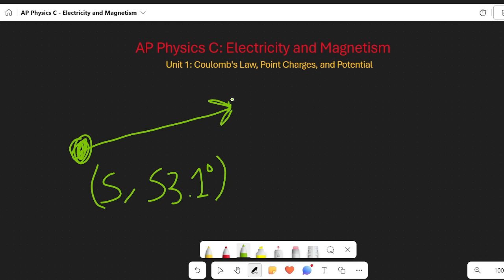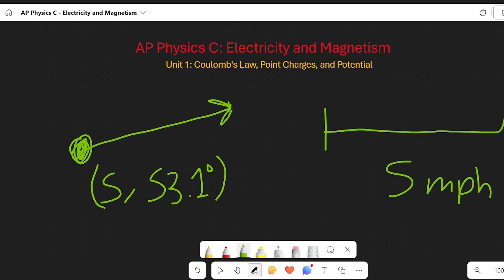Now, a scalar is something that basically only has a magnitude. I already mentioned speed. So speed is only measurable. There's no direction. So, for example, 5 mph is a scalar. Pretty simple.